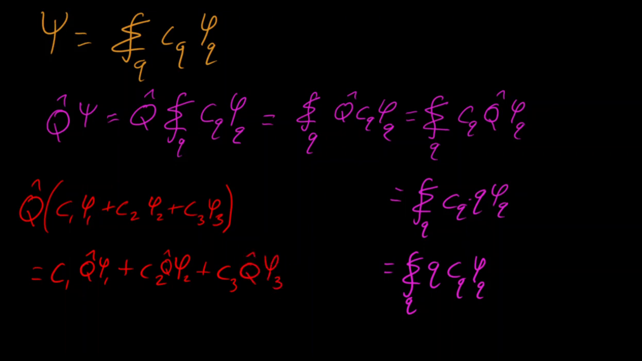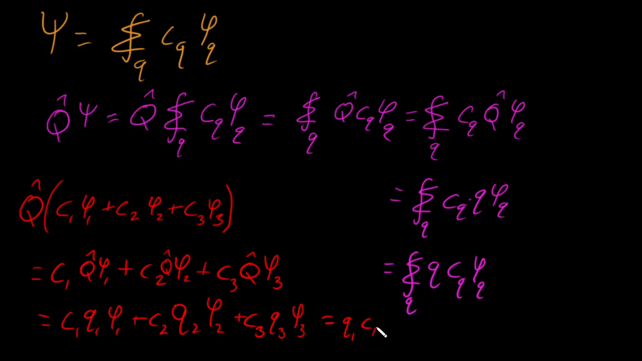Which is, well, since these are eigenstates, right? So this is c1 q1 phi 1 plus c2 q2 phi 2 plus c3 q3 phi 3, right? Or, you can just write this as q1 c1 phi 1 plus q2 c2 phi 2, right, plus dot dot. So what this does is it just brings down that q factor.